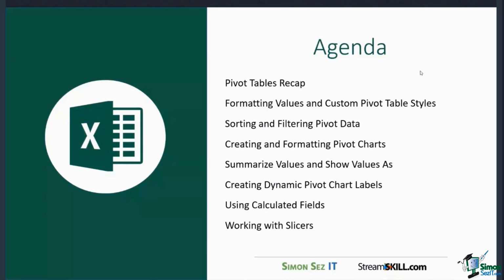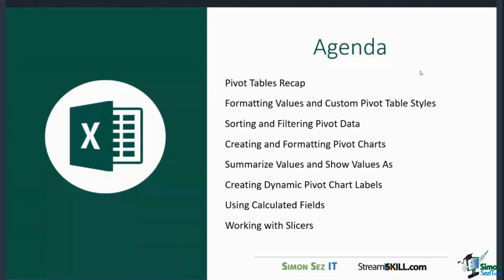And something that's quite fun that I thought I'd throw in because it does showcase quite a few different elements. It showcases slicers and also some of the newer functions, and that is creating dynamic pivot chart labels. I'm going to talk to you a little bit about using calculated fields, and we're also going to do some work with slicers. So that is our agenda. I'm going to try and get through as much of it as I can. And not waffle on too much, which I do have a tendency to do.